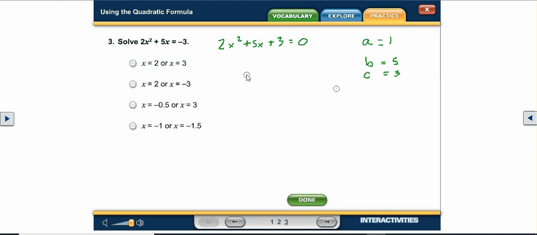Quadratic formula, maybe you've already got it memorized. It's kind of fun that way. Negative 5 plus or minus square root of b squared, or 25, minus 4. Again, a is 1. Sorry, a is 2. What am I doing? A is 2 and C is 3, all over 2 times A.